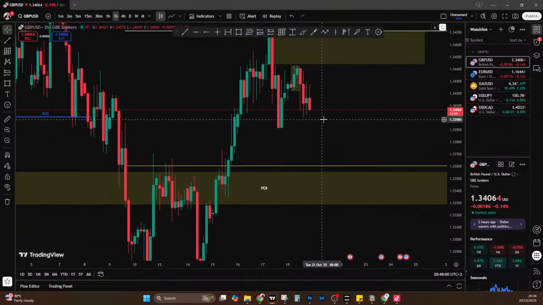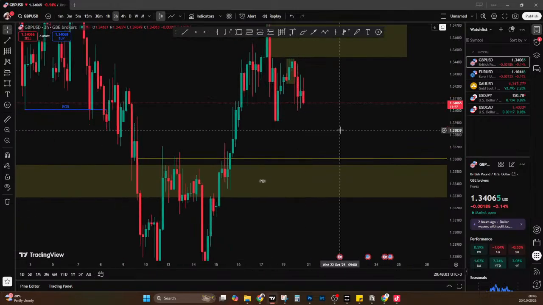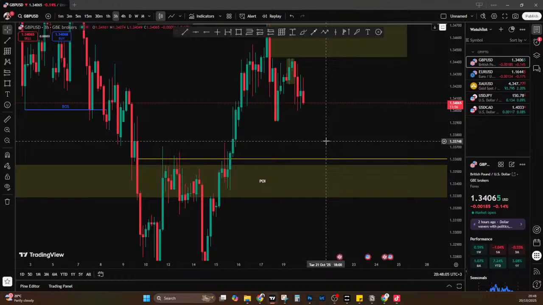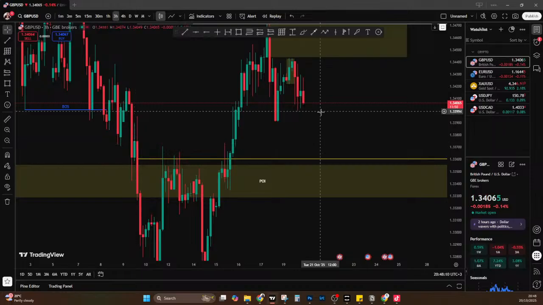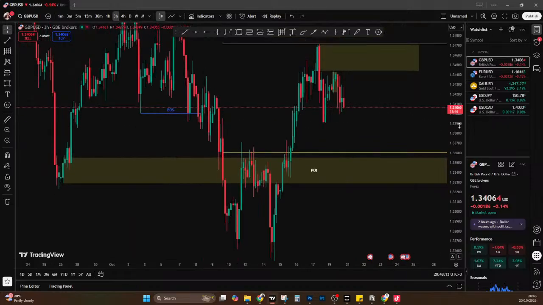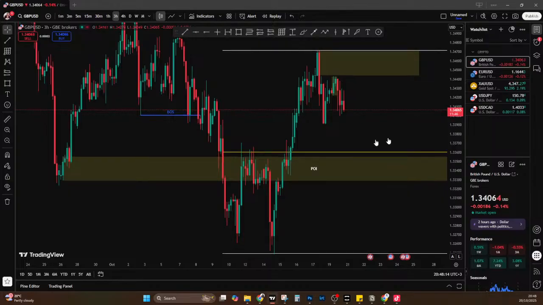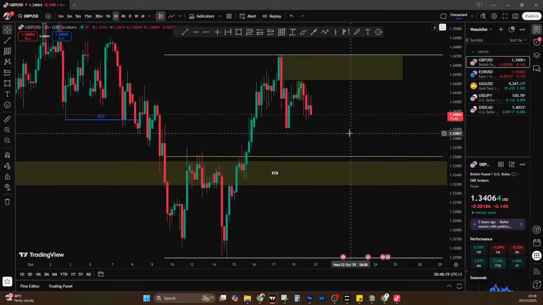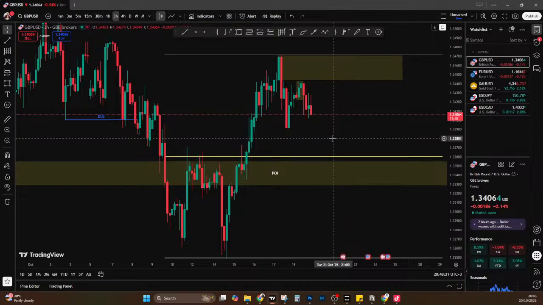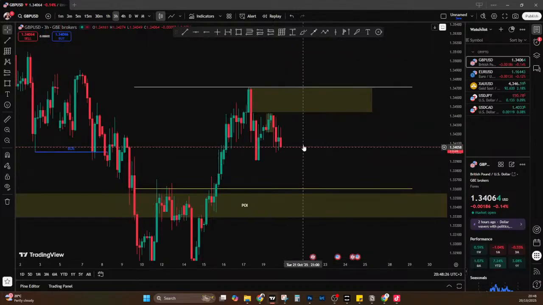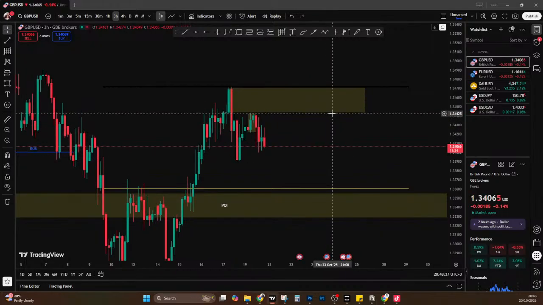Now, from where I see it, I do not see anything here. The only thing I can see is this breaker block that has been retested several times. This one. That means what you are supposed to be looking at are opportunities to sell until you get to the POI. It is when you get to this POI that the market can come up and take out this liquidity. That is the only chance I am seeing that will make the market come this high.